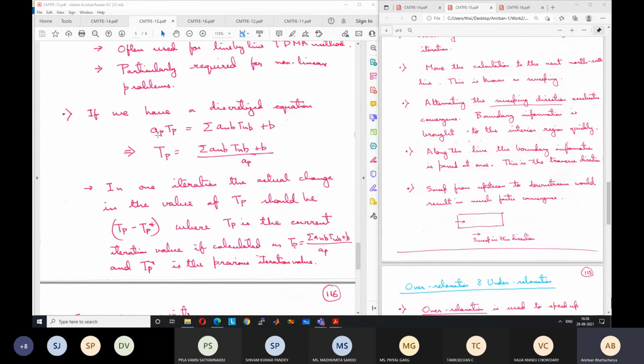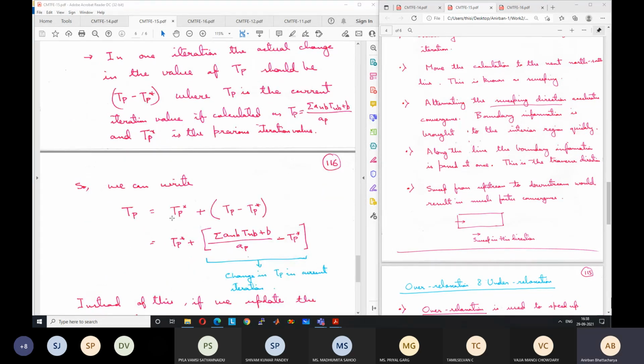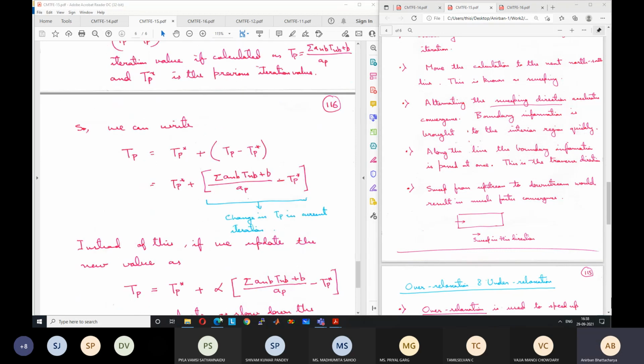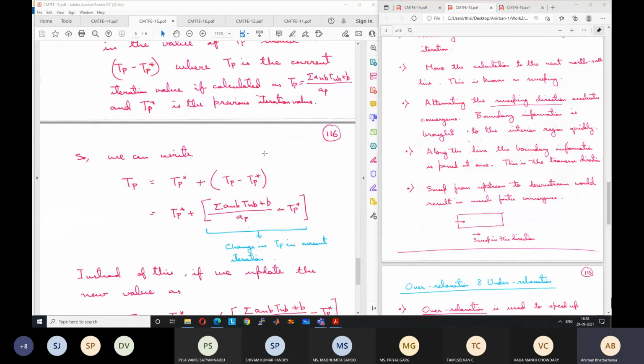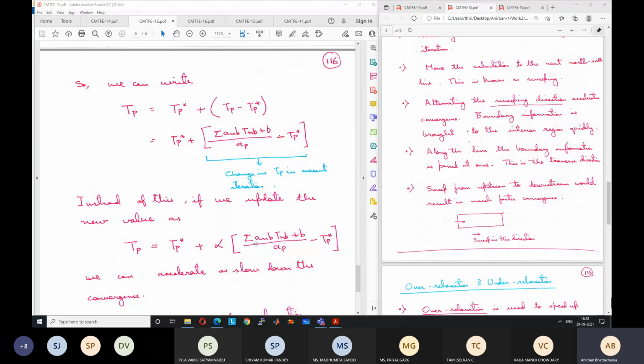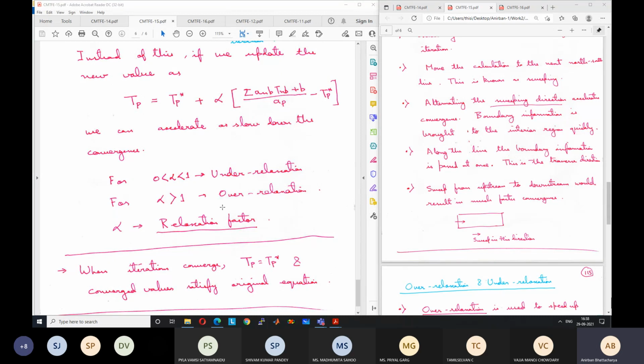If we have a discretized equation, aP TP is equal to summation aNB TNB plus b, if this form is there, we can write the new value TP as the previous value TP star plus, instead of the full change, alpha into (TP minus TP star). Where TP is nothing but summation aNB TNB plus b divided by aP. So we can write it as TP star plus alpha into (summation aNB TNB plus b by aP minus TP star). And this alpha is known as the relaxation factor.